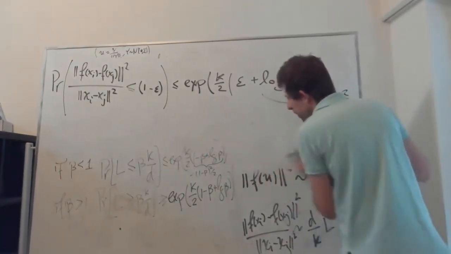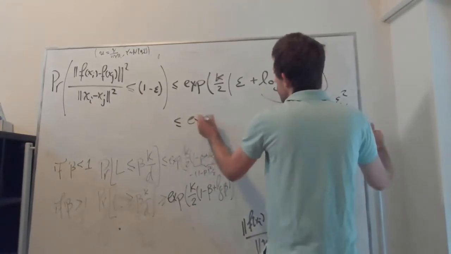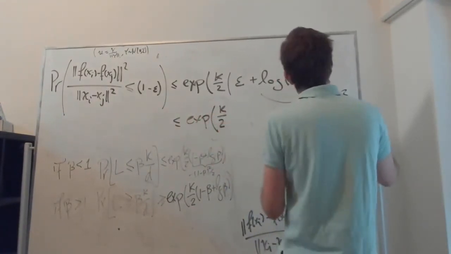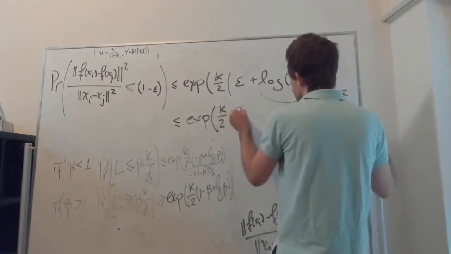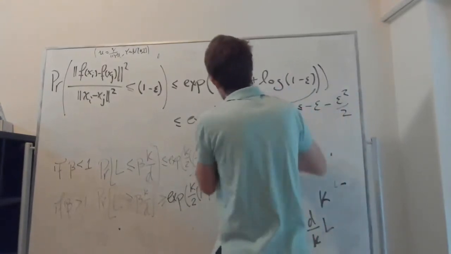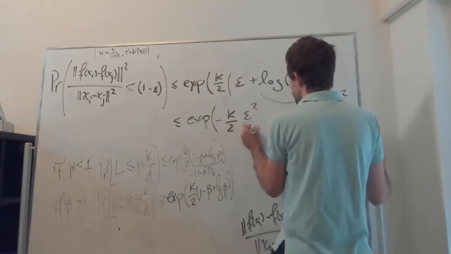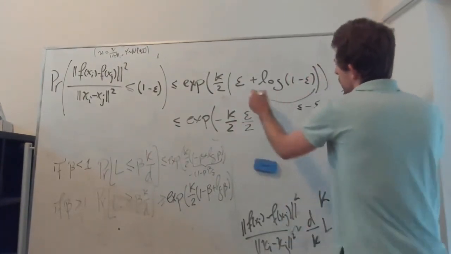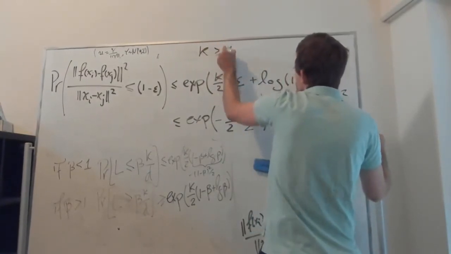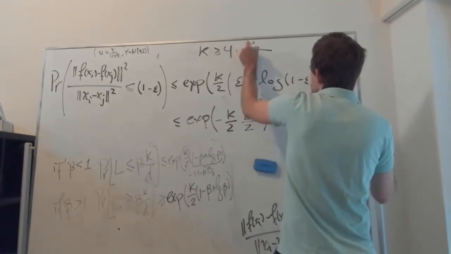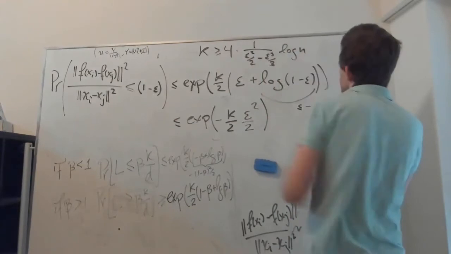So then what do we get? I'll try not to erase that. We get that this is smaller or equal than exponential of k over 2, and then the minus epsilon cancels with that one. I get minus epsilon squared, so the minus can go over there, it'll be a bit better. K over 2, epsilon squared over 2. Now remember the condition: K needs to be bigger or equal than 4 times 1 over epsilon squared over 2 minus epsilon cubed over 3 times log n.